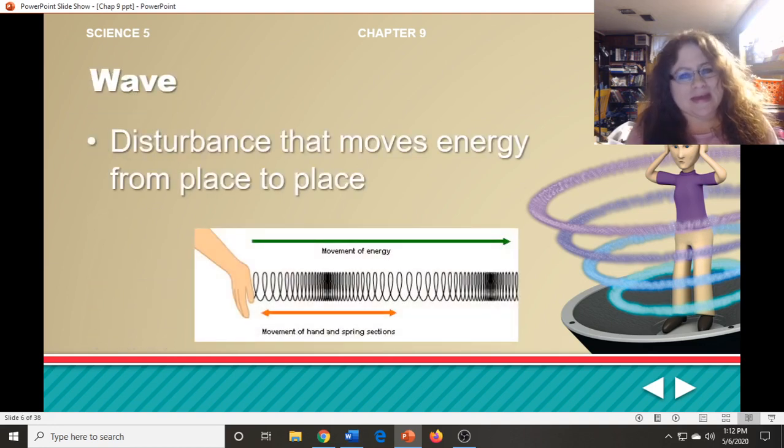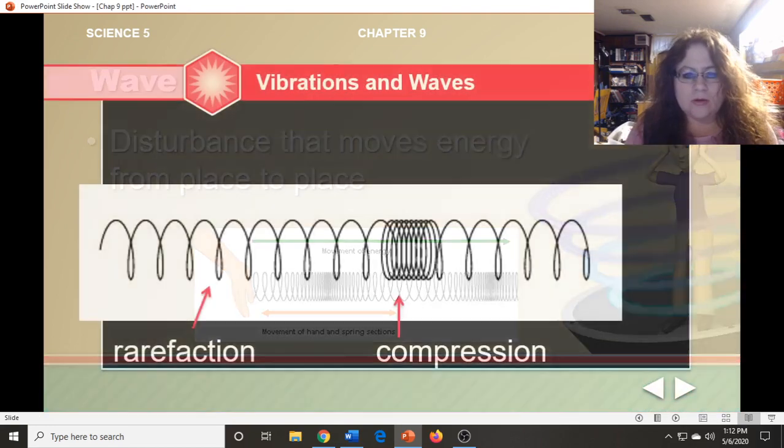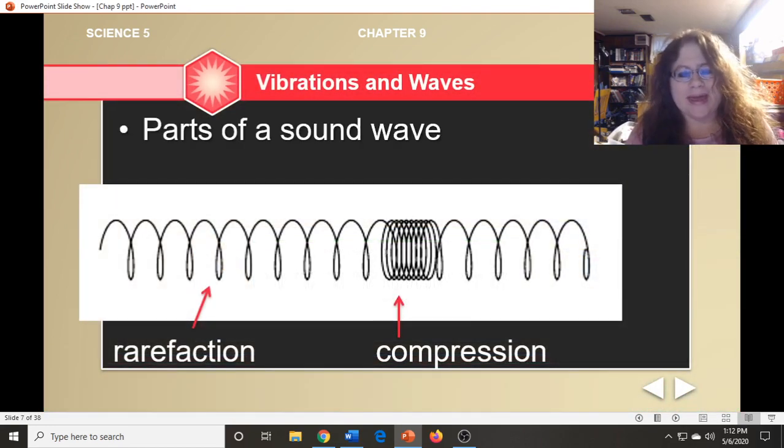A wave is a disturbance that moves energy from place to place. And we talked about the fact that a slinky is a great way to demonstrate a sound wave, and that a sound wave is a mechanical wave. It must have matter and particles to move through. We talked about the parts of a wave: the compression, where the particles are pushed close together, and then the rarefaction, where the particles are further apart.